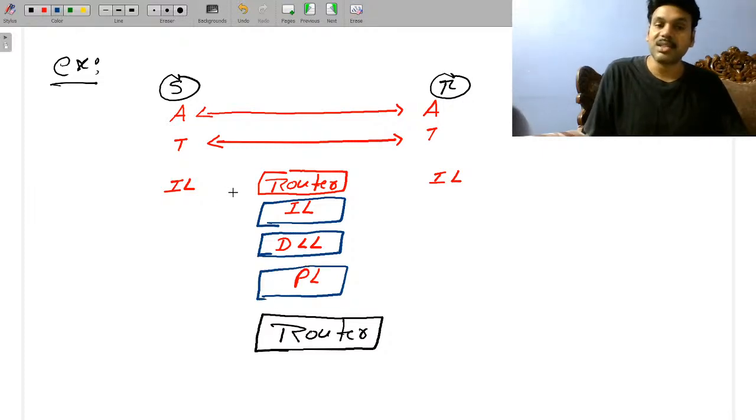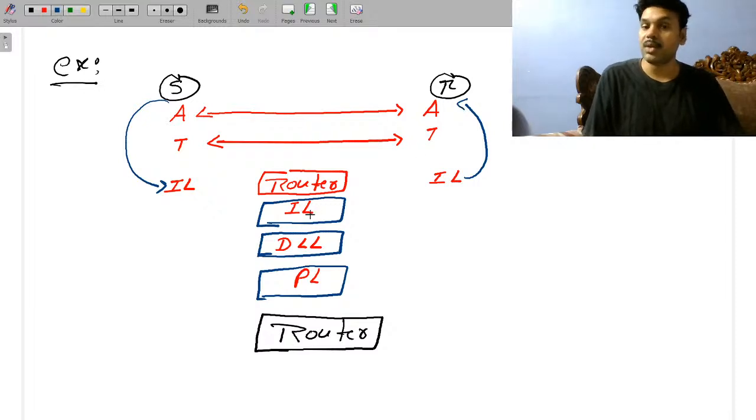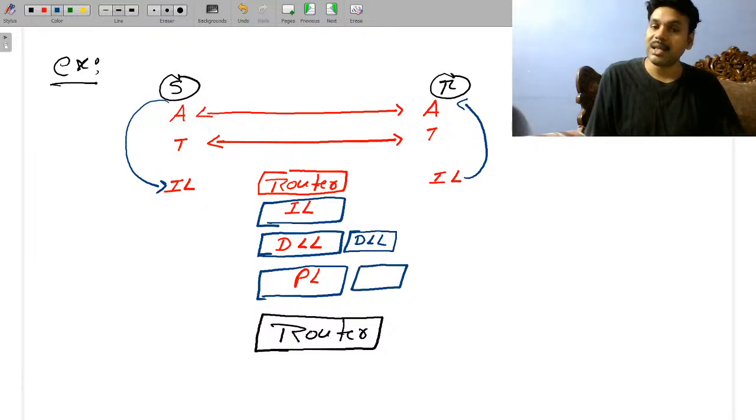So my dear friends, it's very simple to answer. IL is used one time at the sender side, IL is used one time at the receiver side, and IL is used at the router, but DLL and PLL are used double time. This is the logic. So PL and DLL are used double here. Why? We will see and learn. This was your 2012 GATE question.